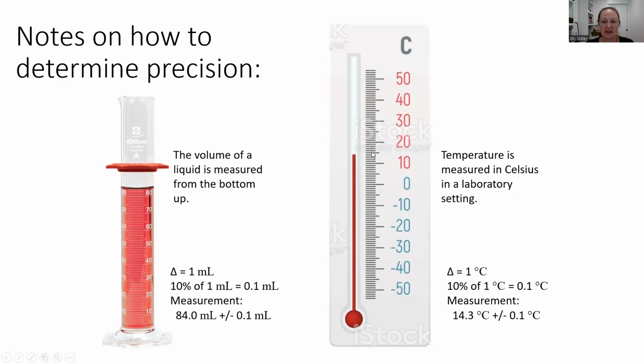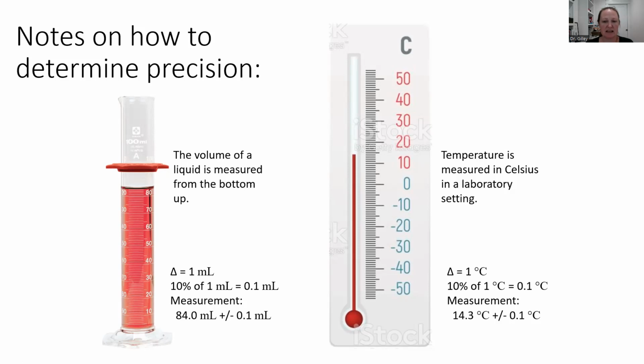So the delta, again, is 1 degree Celsius, because that's where we're reading. So 10, 11, 12, the difference between 11 and 12 is just 1. So that's where that delta comes from. And then 10% of 1 degree Celsius is 0.1 degrees Celsius. So we need to read to the nearest 0.1.